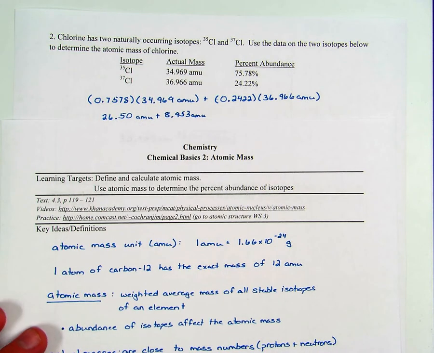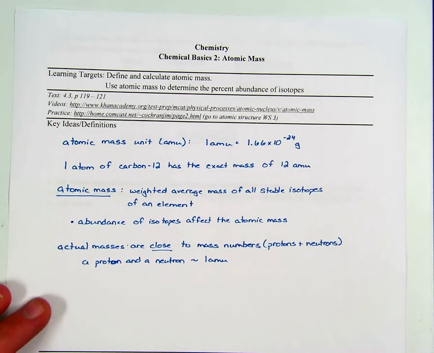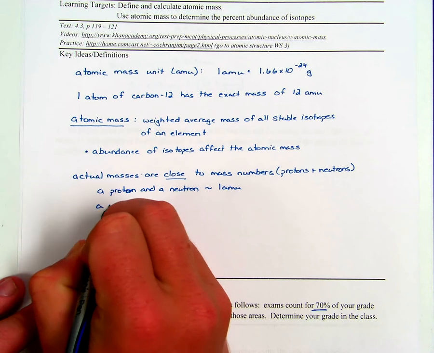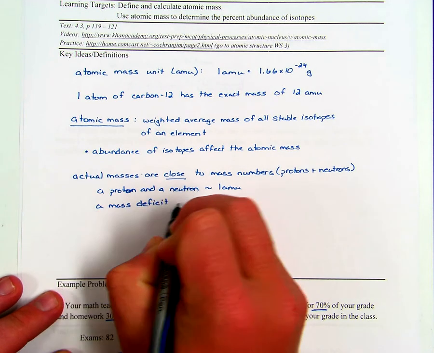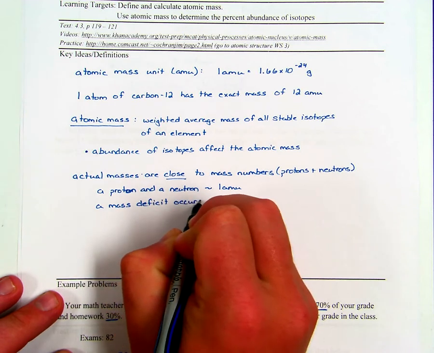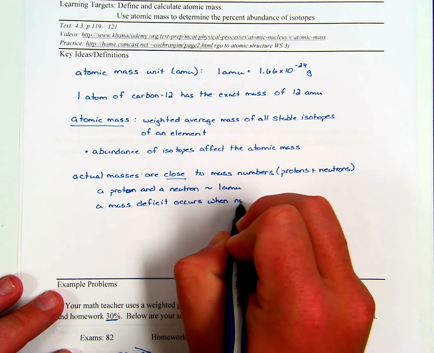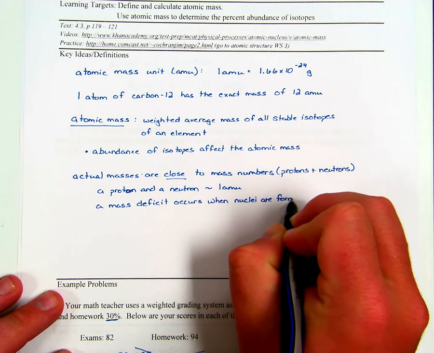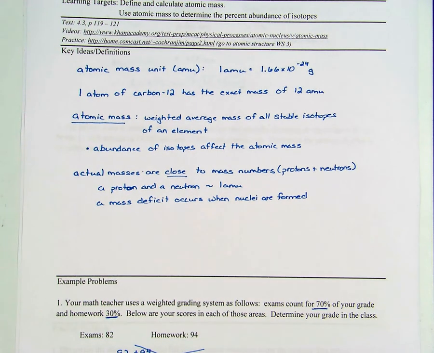Well, the reason why it's a little short of what you would expect is there's always a mass deficit. A mass deficit occurs, I'm not convinced I spelled deficit right, when nuclei are formed. In other words, whenever a nucleus comes together, part of the mass of those protons and neutrons gets lost to form energy. This comes from Einstein's famous E equals mc squared equation.